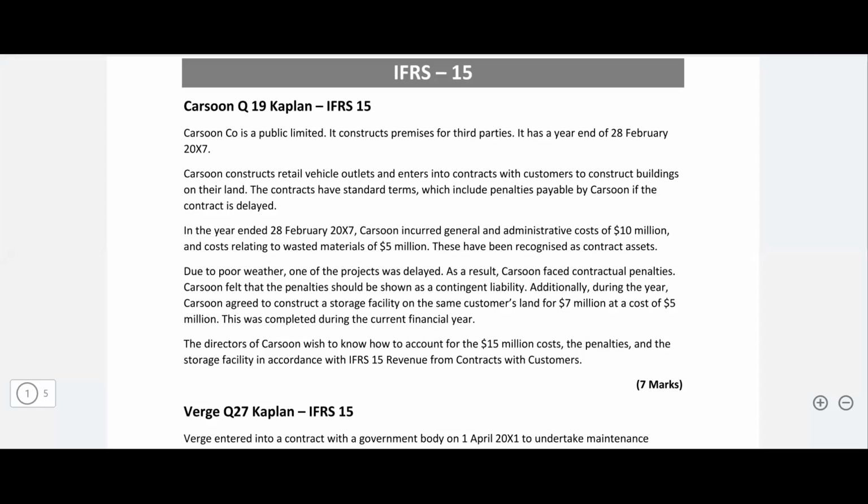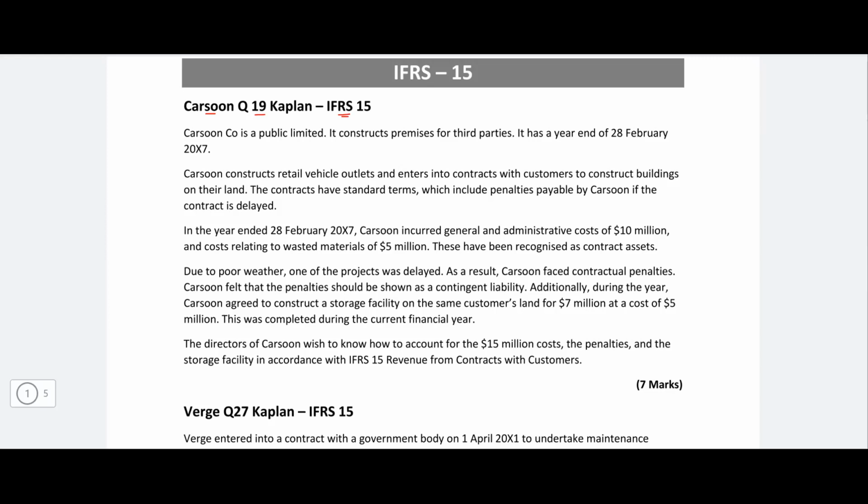And first of all, we have the question right in front of us. This is the Carsoon question number 19 from the Kaplan kit, and the standard is IFRS 15. Now, the challenge when you're doing the exam kit is that there are mixed questions. You cannot do the exam kit unless you are done with all the standards. So for the students, it is pretty difficult to identify the question relevant to the standard.